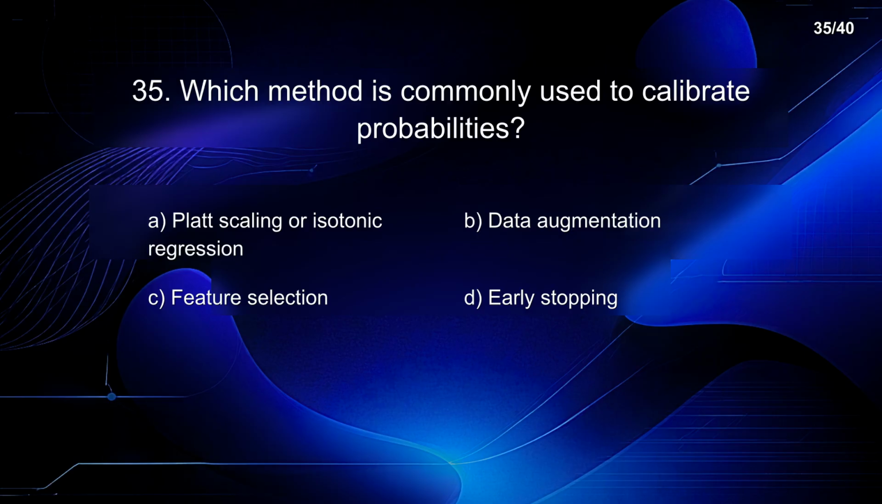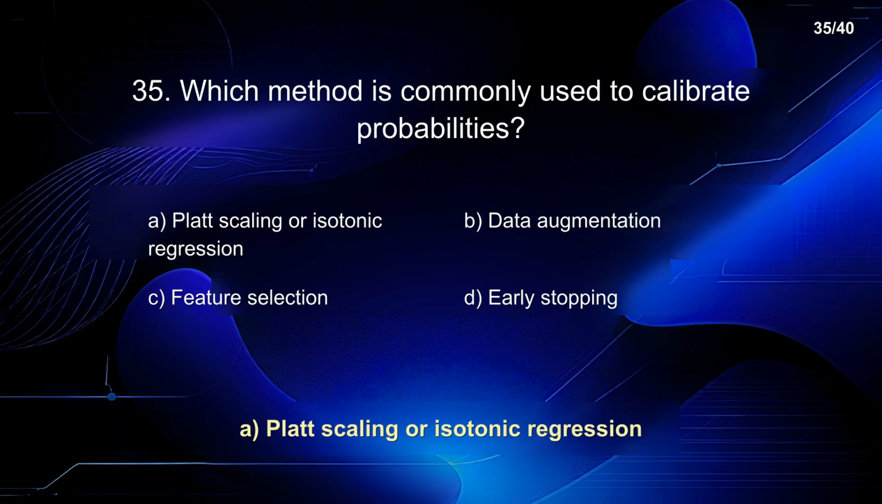35th question. Which method is commonly used to calibrate probabilities? A. Platt scaling or isotonic regression. B. Data augmentation. C. Feature selection. D. Early stopping. Correct answer is A. Platt scaling or isotonic regression.